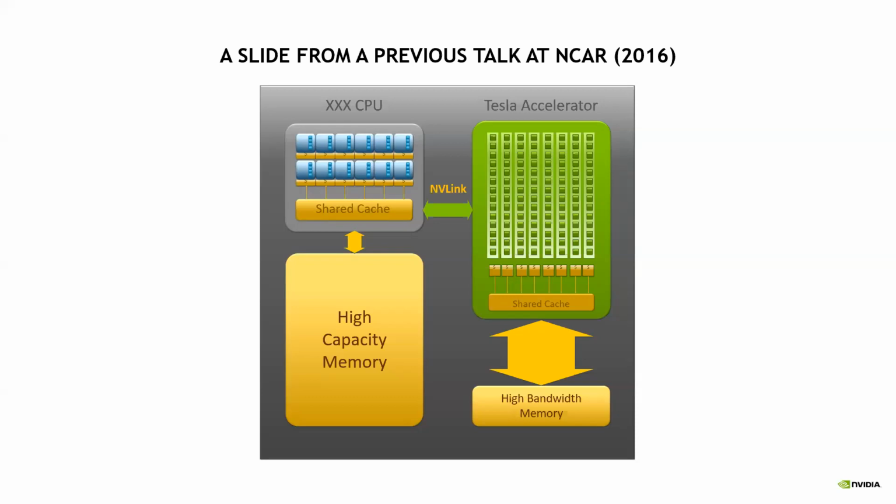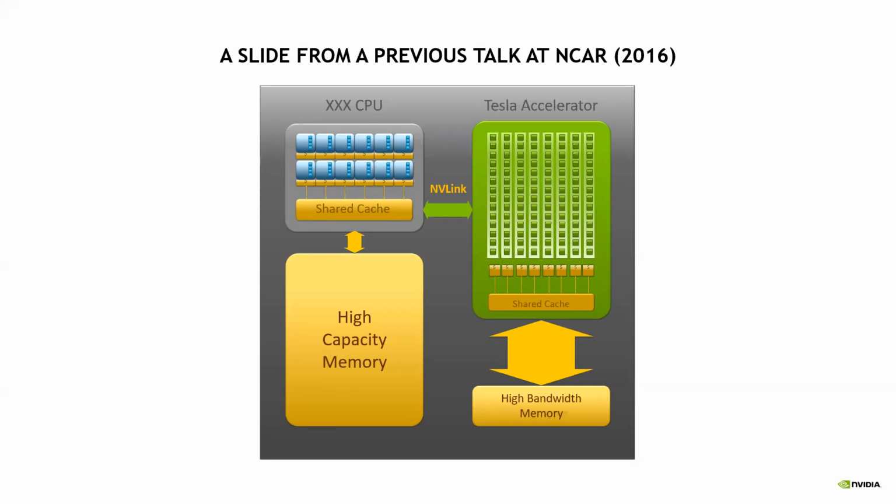So the numbers historically have been 5 to 6x more memory bandwidth on a GPU to its memory than a CPU has to its memory, even across all the cores. I don't know what the latest numbers are, but I think the 5 to 6x has held true for quite a while.